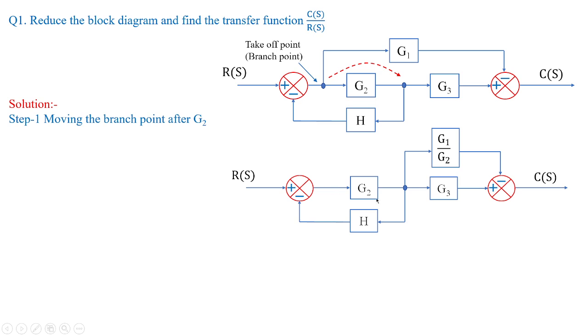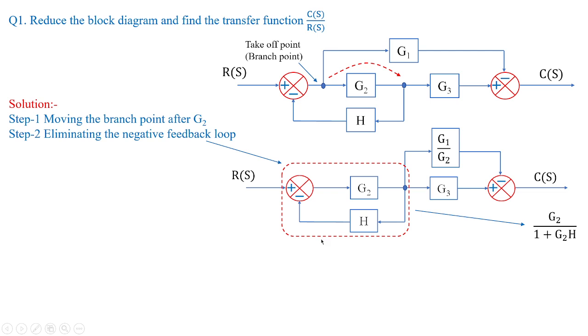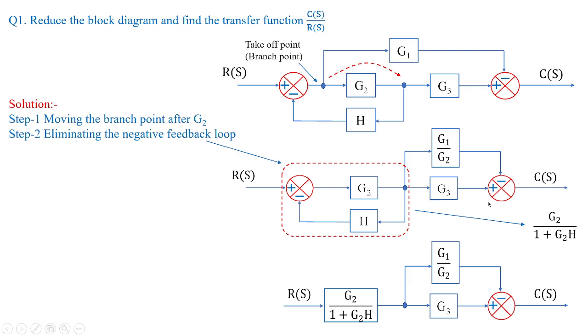Now here you can see we have simplified the given block diagram. In fact, we have reduced the block diagram into this form and we can easily eliminate the negative feedback loop. Where is the negative feedback loop? This is the negative feedback loop that can be eliminated with the help of the formula G2 by 1 plus G2H, where this block diagram is further reduced to this form where the eliminated path is represented by this, and you have the summing point followed by G3 in positive way and minus of G1 by G2.